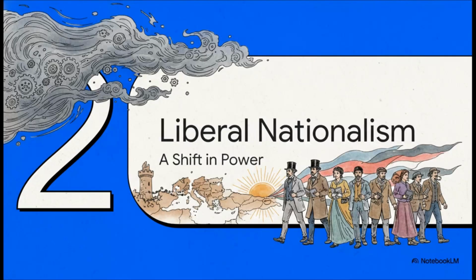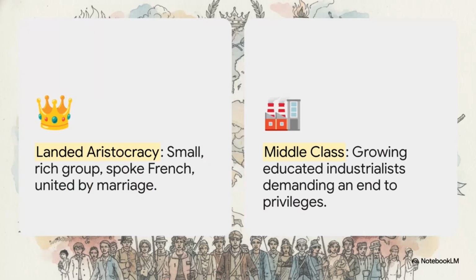Section 2. The rise of liberal nationalism, a shift in power. But as the winds of industrialization swept across the continent, beginning in England and slowly moving east, that old world order really began to fracture. For centuries, a powerful landed aristocracy absolutely dominated Europe. They were a tiny numerical group, but man, they owned the vast countryside estates and the townhouses. They spoke French for diplomacy and their families were tightly knit together by marriage ties.